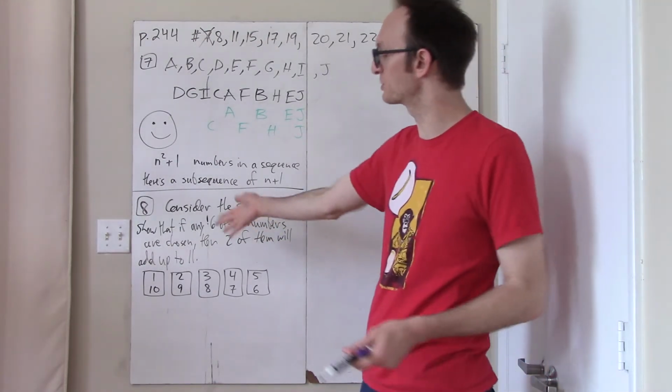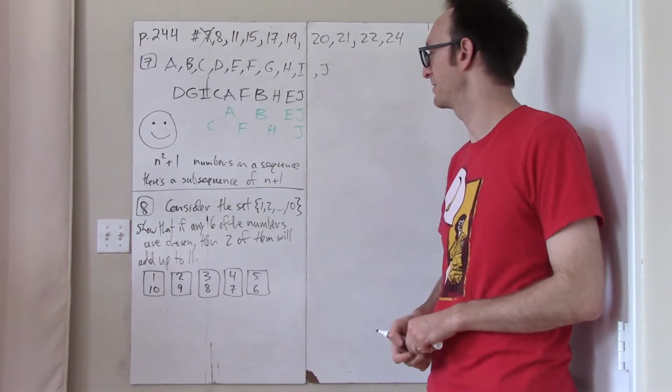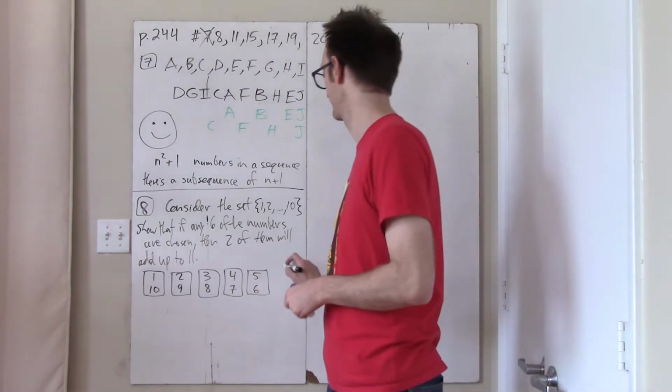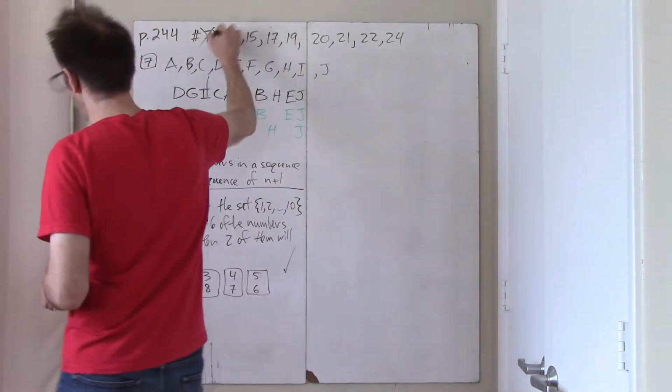Well, these boxes have been constructed such that the sum of the numbers in any given box is 11. So there it is. Okay, cool.